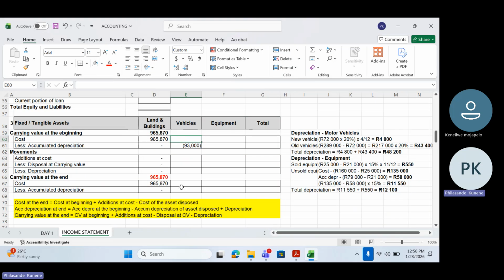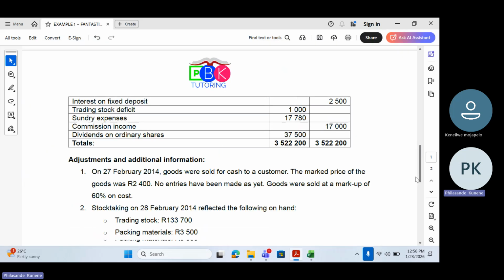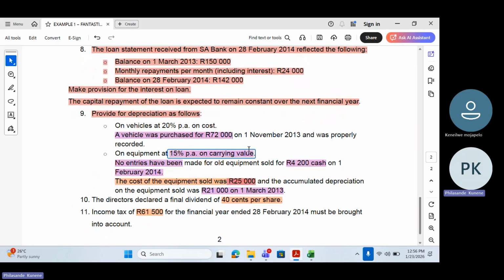289,000, I need to take it and put it where? As the cost at the end. 289,000. You see how I do my note. So how much was the cost at the beginning? Because included in that 289 is 72,000 for the vehicle that was purchased.